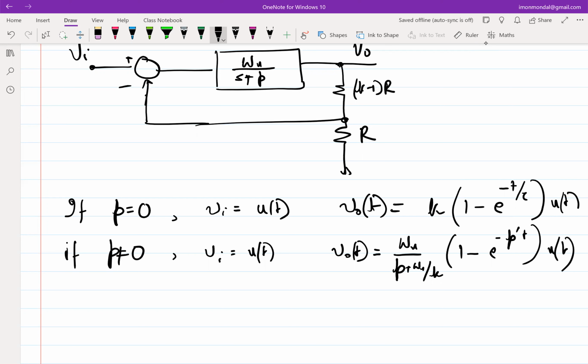What about the rest of you? Do you think so? In the numerator, omega u by k. But then if you set P to 0, it will not be k times, right? These are quick sanity checks. If you set P to 0, at least the steady state output should be equal to k. Steady state is when t tends to infinity, so the exponential goes to 0. So V0(t) should be k if P is 0, right?